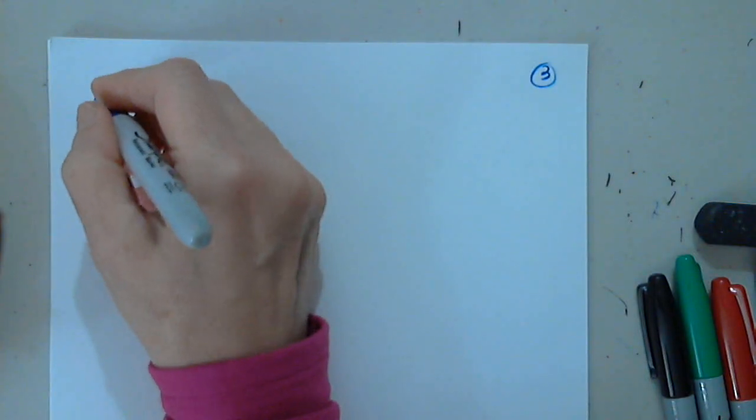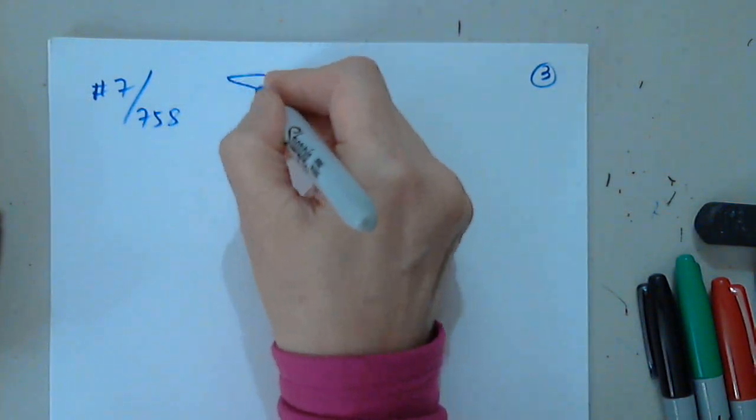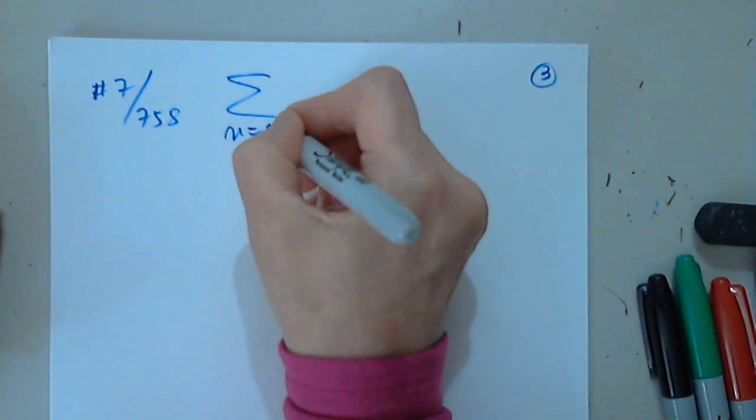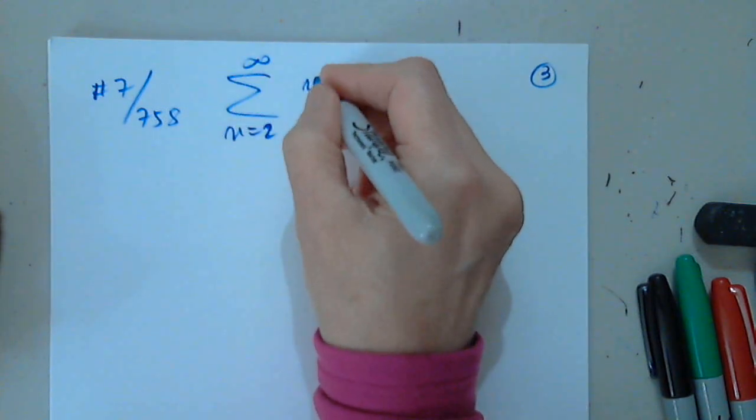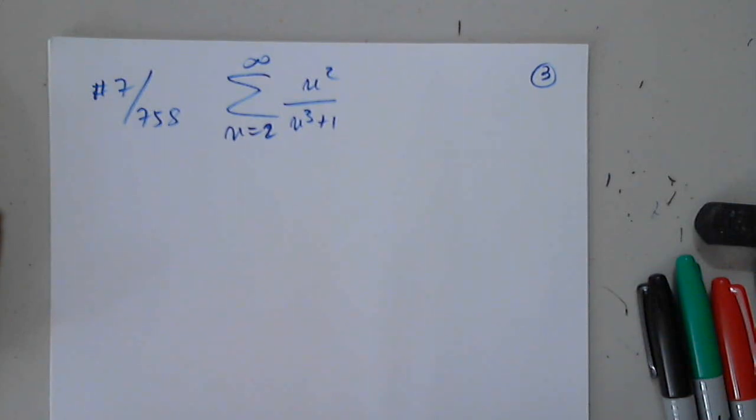Okay, so this is my page 3. Let's start with number 7 on page 758, and that is the sum from n equals 2 to infinity of n squared over n cubed plus 1. In this problem, we're asked to use the integral test to determine whether the series is convergent or divergent.